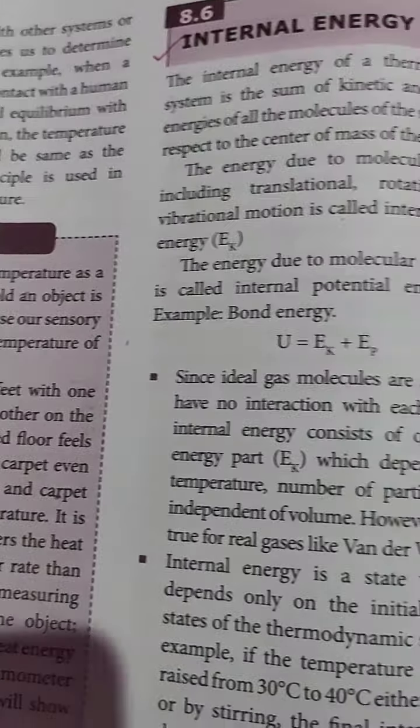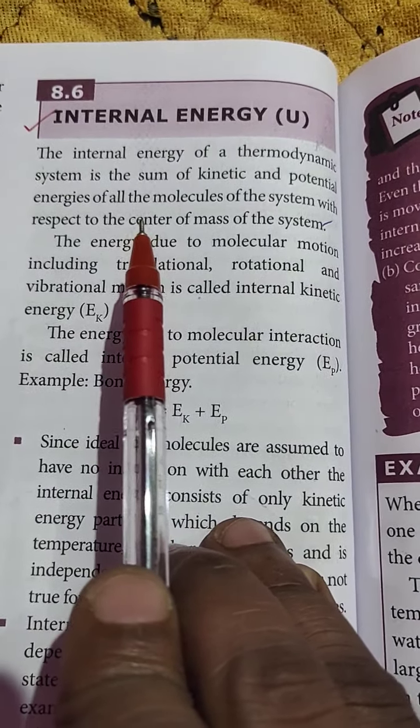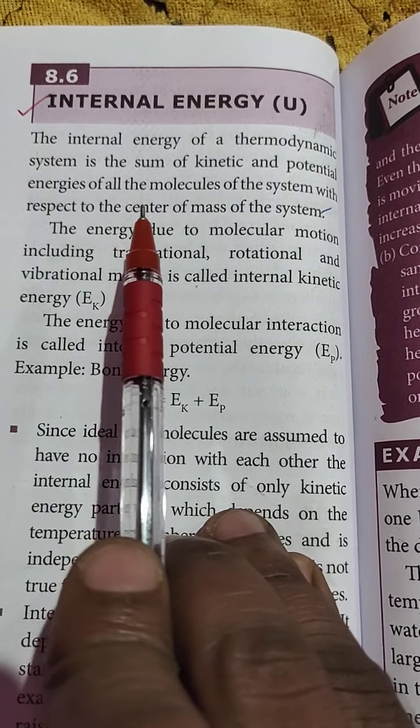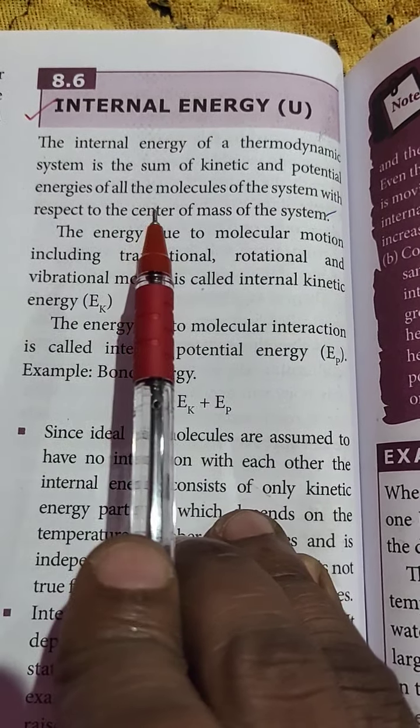In the next topic, 8.6, internal energy. Internal energy of a thermodynamic system is the sum of the kinetic and potential energy of all the molecules of the system with respect to the center of mass of the system. The energy due to the molecular motions, including translations, meaning linear motions, and rotational and vibrational motions, is called internal kinetic energy.